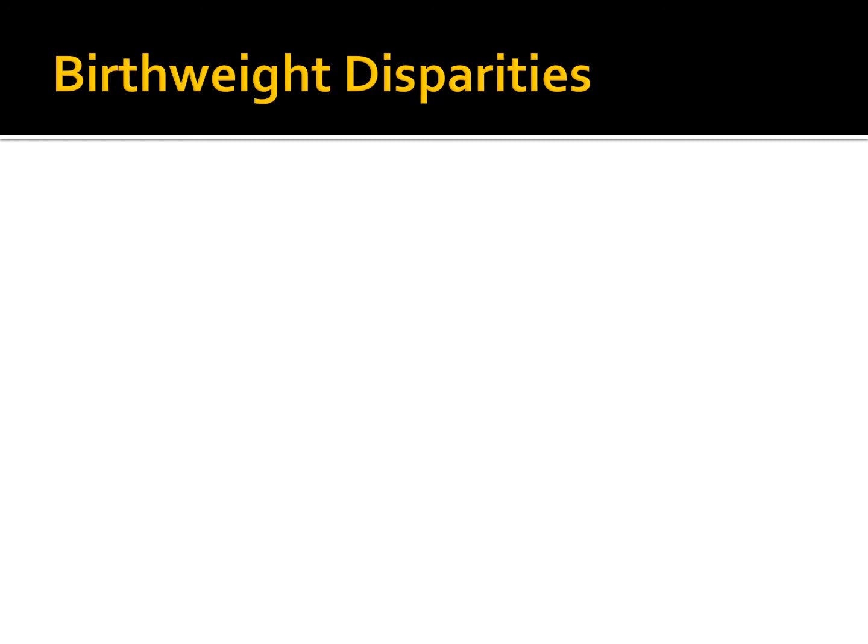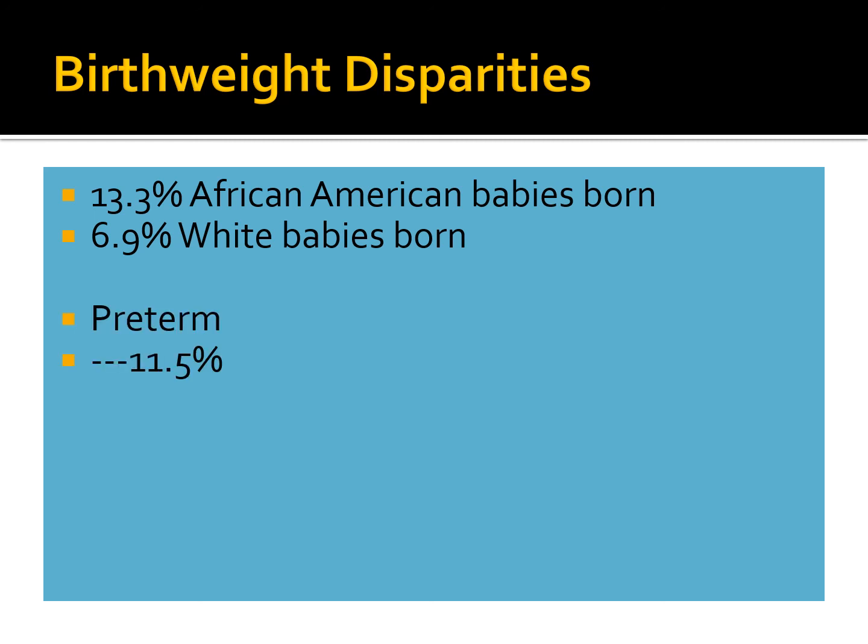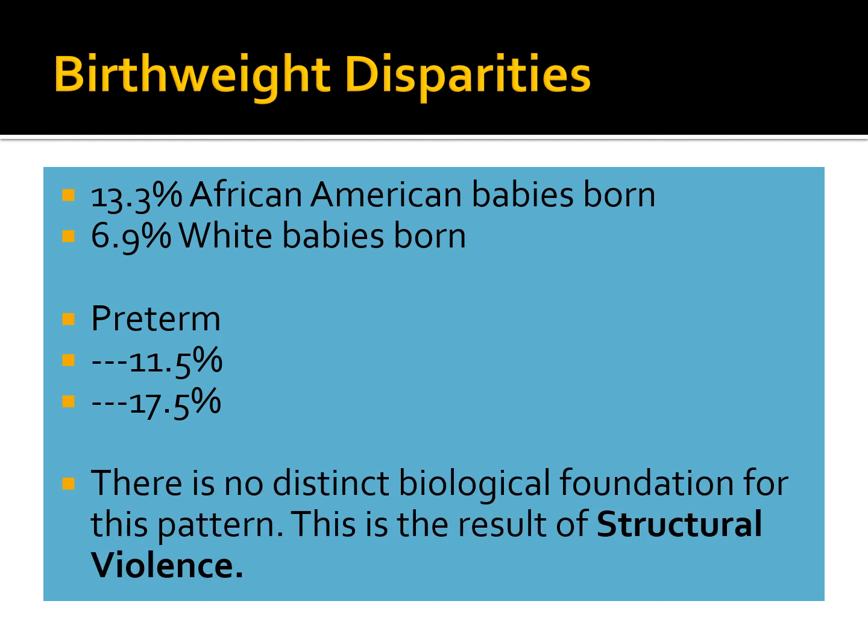So if we look at just the numbers that came out recently, we have 13.3% of African American babies born underweight, whereas 6.9% of quote unquote white babies are born underweight. In the same groupings, 11.5% of African American babies are born preterm, whereas 17.5% of white babies are born preterm. So what does that say, right?